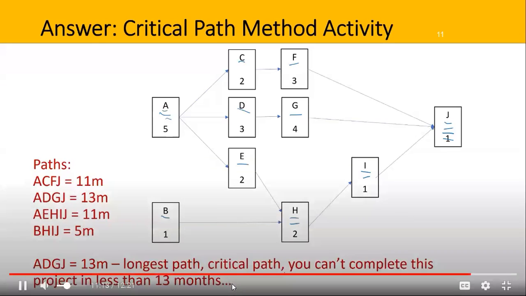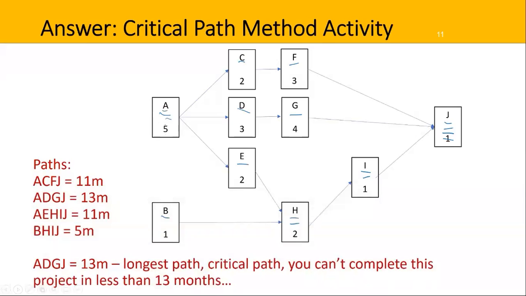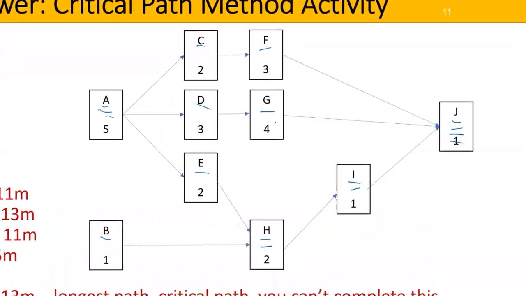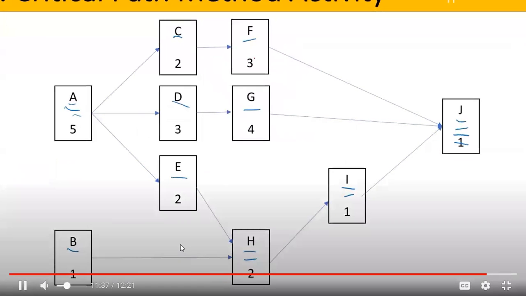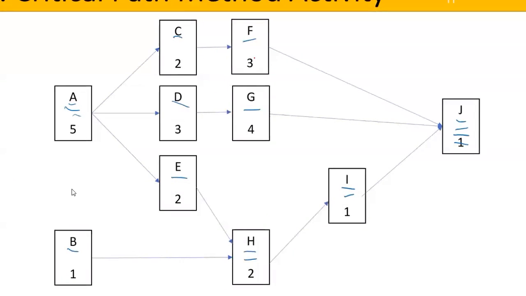The only way you may manage to do that is if you can compress something, an activity that fits on this critical path. So if you could do G, for example, in 3 months, then that would make a difference to the overall project time frame. If you compressed something here on F, let's say you ended up doing F in 1 month, it would make no difference to the length of time the project takes because it's not on the critical path.